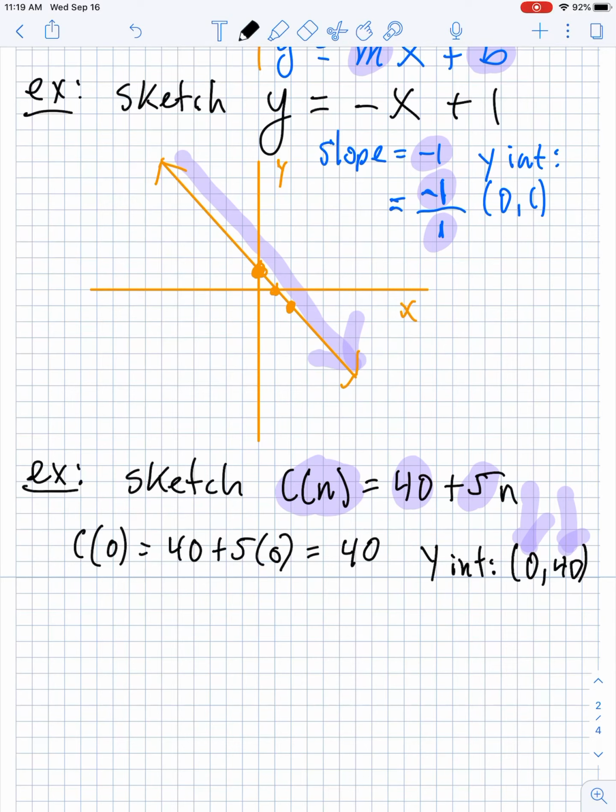To find the x-intercept, you do the opposite, where instead of putting 0 into the function, you make the output of the function 0 and try to solve. So 0 equals 40 plus 5n. Subtract 40 from both sides. Divide by 5, and you get negative 8 is equal to n.